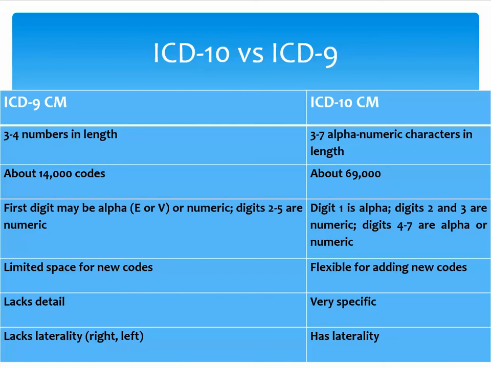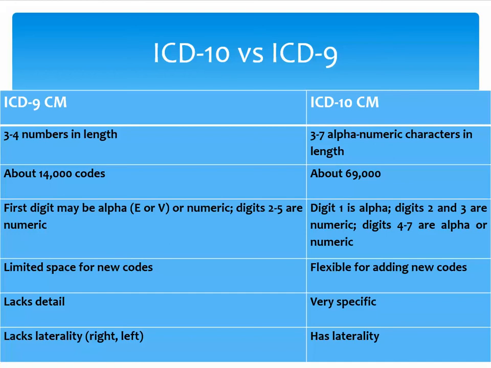Okay, so now we're going to be moving to a chart that shows the distinction between ICD-10 and ICD-9. Again, ICD-9 was 3 to 4 alphanumeric numbers in length. ICD-10 was 3 to 7, or is 3 to 7 alphanumeric characters in length. The original ICD-9 had about 14,000 codes, and as of 2013, we have about 69,000 codes within the ICD-10 database.